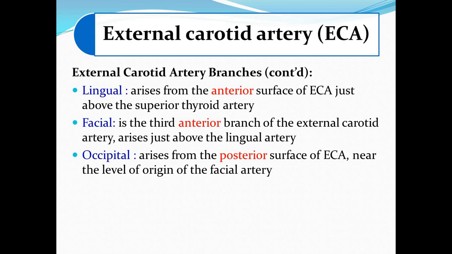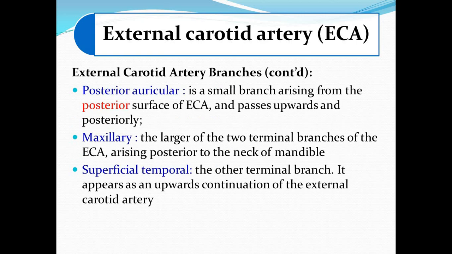The lingual arises from the anterior surface just above the superior thyroid. Then the facial is the third anterior branch after the superior thyroid and lingual. The occipital arises from the posterior surface. This is the second posterior branch after the ascending pharyngeal. Then the posterior auricular is a small branch arising from the posterior surface as well and passes upwards and posteriorly.